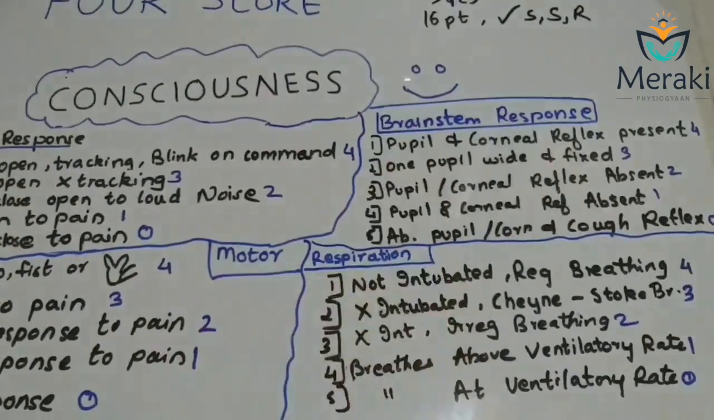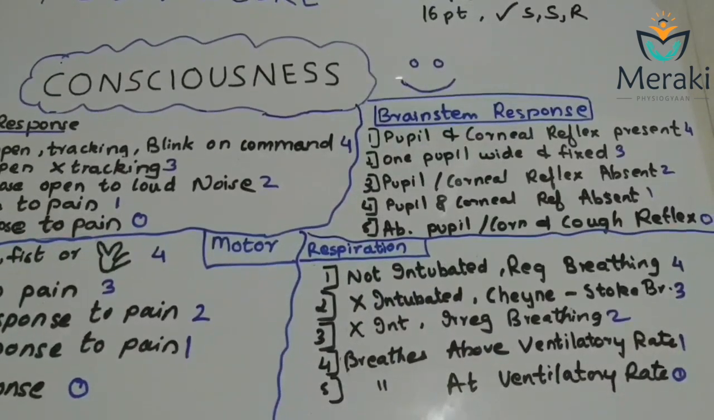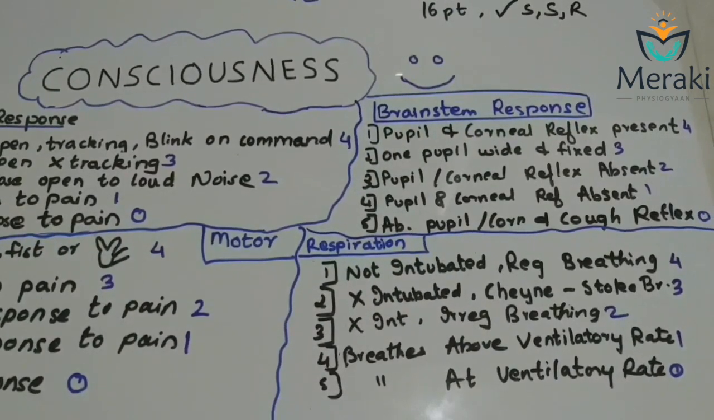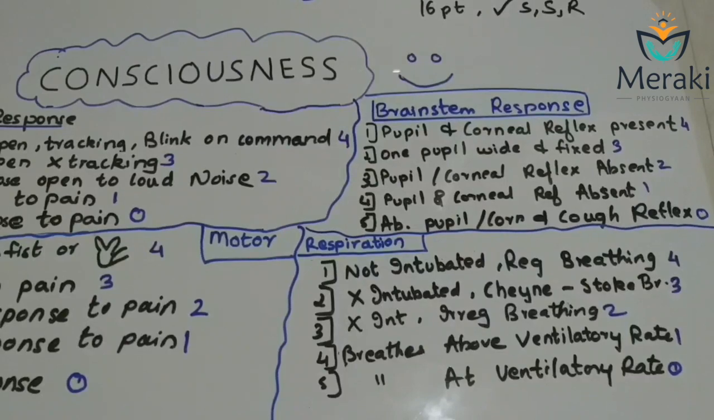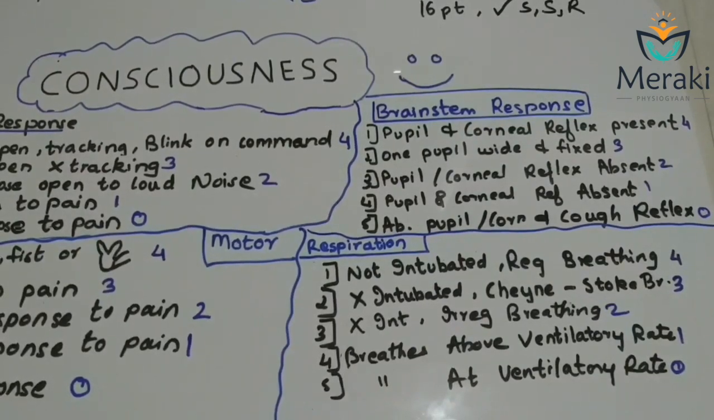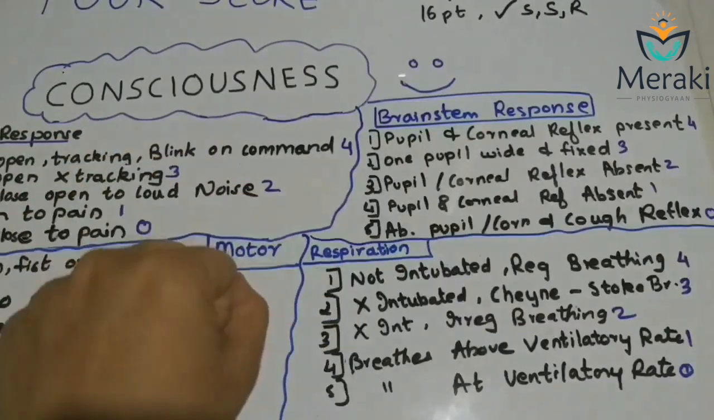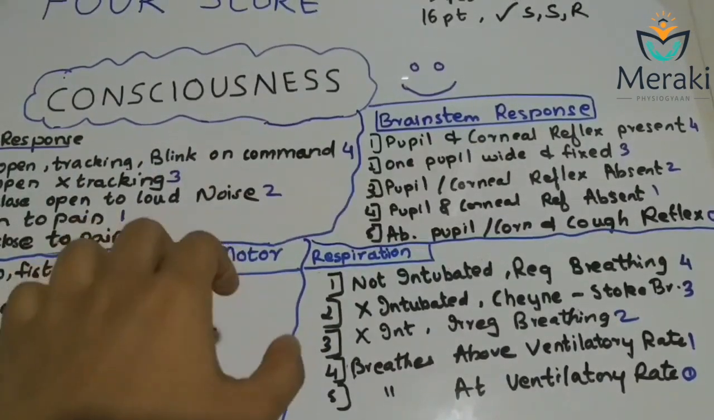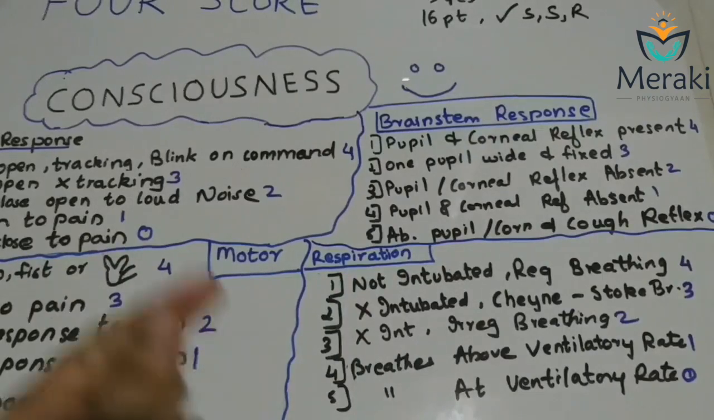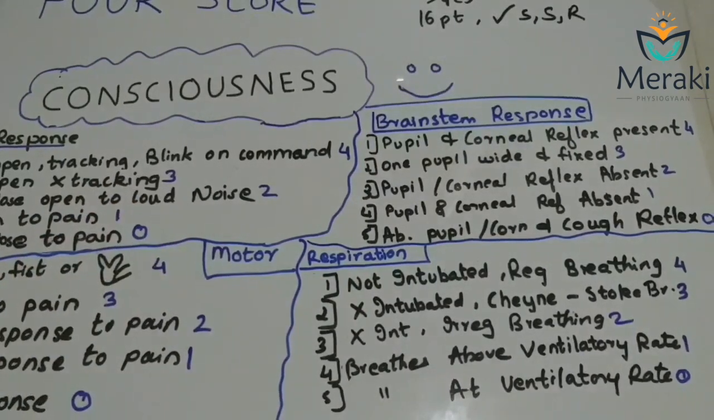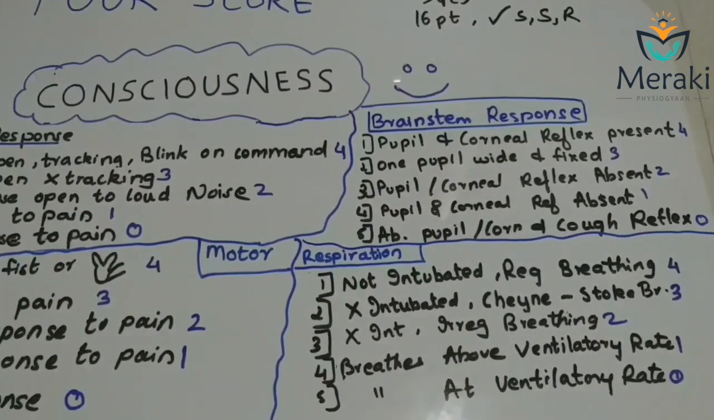Talking about the brainstem response, so pupillary and corneal reflex, if present, it scores 4. So pupillary reflex, friends, is the reflex where we shine a light, a torch light, and if both the pupils constrict and dilate. Corneal reflex is what we do with the cotton swab. So if both these reflexes are present, we score them 4.